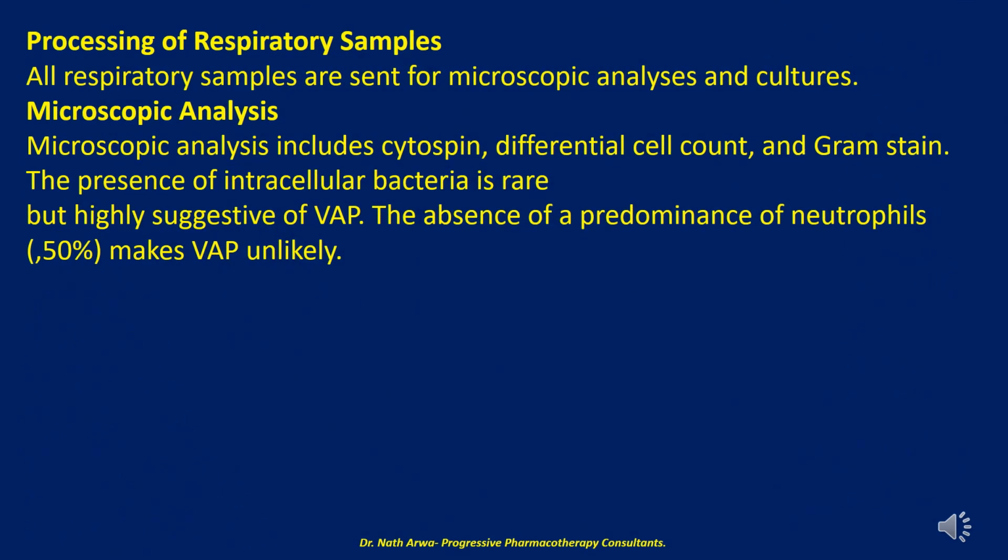We will now discuss processing of respiratory samples. All respiratory samples are sent for microscopic analyses and cultures. Next we will discuss microscopic analysis. Microscopic analysis includes cytospin, differential cell count, and gram stain. The presence of intracellular bacteria is rare but highly suggestive of ventilator-associated pneumonia. The absence of a predominance of neutrophils, that is less than 50%, makes ventilator-associated pneumonia unlikely.